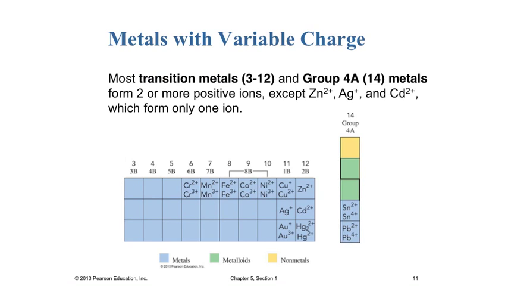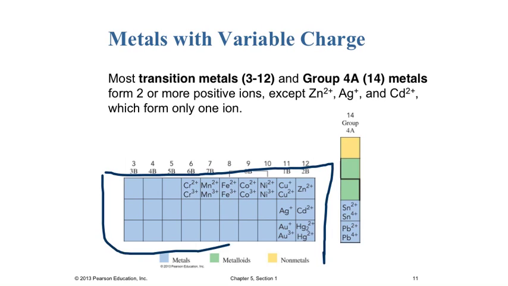Now remember, with transition elements, we can't find the charges from the group numbers because they have variable charges. Variable charges mean that the charges of each ion change, and this happens in transition elements. So metals form 2 or more positive ions except for zinc, silver, and cadmium, which only have 1 ion.